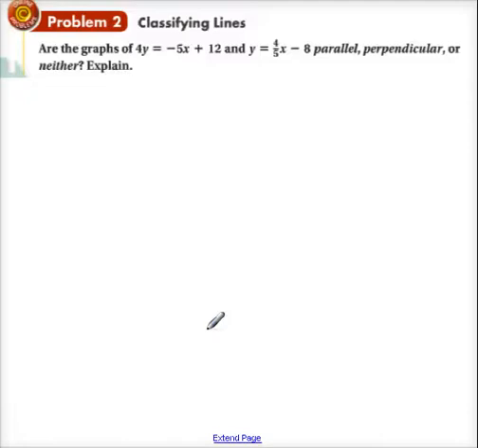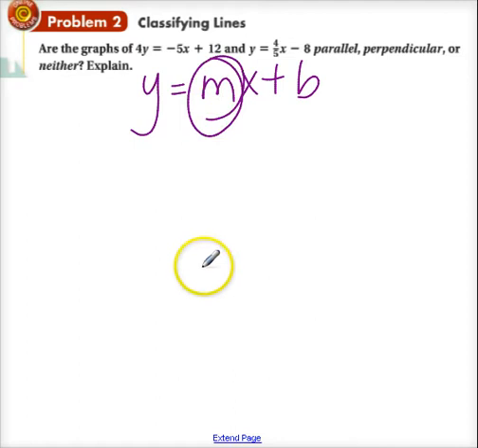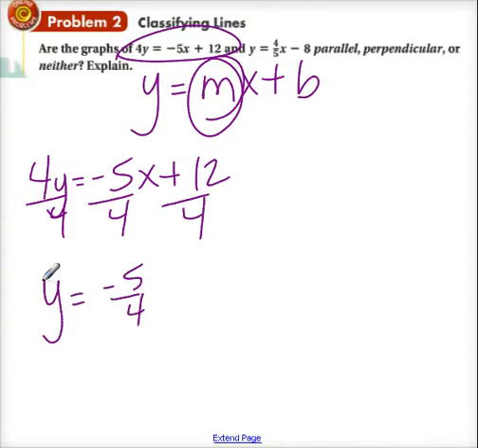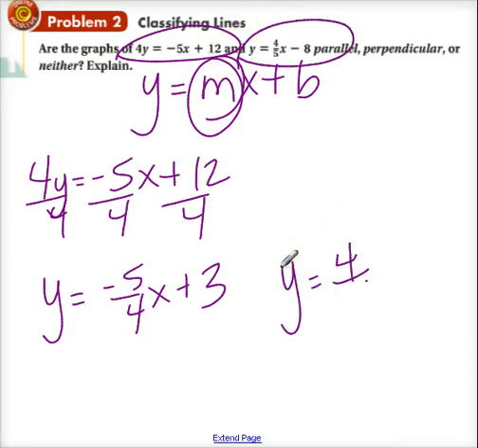So part of this lesson, they're going to give you two equations of lines and you need to decide, are they parallel, perpendicular, or neither? So what you want to do is you want to get them all into y equals mx plus b, because that's the easiest way for us to look at the slope. So my first line here, 4y equals negative 5x plus 12. Well, I'm going to divide everything by 4 to get y by itself, plus 3. Okay, so there's my equation of one line. Looks like my other line is already written in y equals mx plus b, which is really nice. That won't always happen for you.